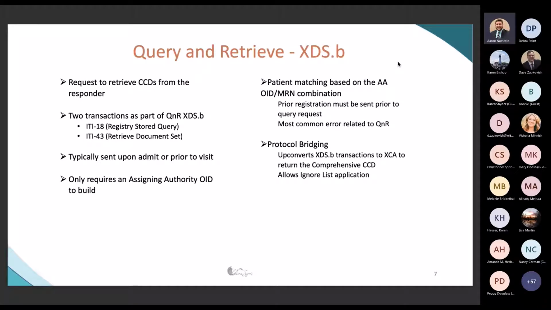Going along to query and retrieve, as I mentioned earlier, there are two different protocols in query and retrieve. XDSB is the first one, and this XDSB protocol uses two different types of transactions: the ITI 18, which is the document query, and the 43, which is the document retrieve. Sorry, I got that backwards a little bit, but I got it right the first time: the 18 is the document query, and the 43 is the document retrieve.